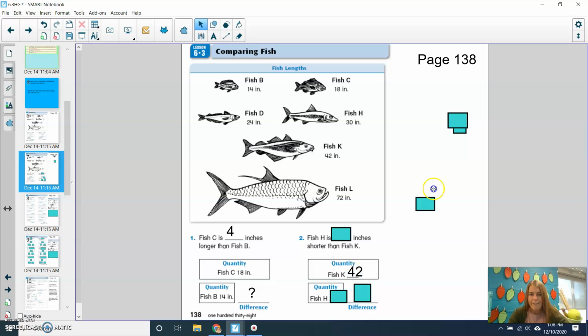So I can see that fish K is 42 inches, and I can see that fish H is 30 inches, and I'm trying to solve the difference. So I need to think about 42 minus 30, or think about 30 plus how much more to get to 42. Well, I know 30 plus 10 would get me to 40, plus 2 more would bring me to 42. 10 plus 2 is equal to 12. So fish H is 12 inches shorter than fish K.